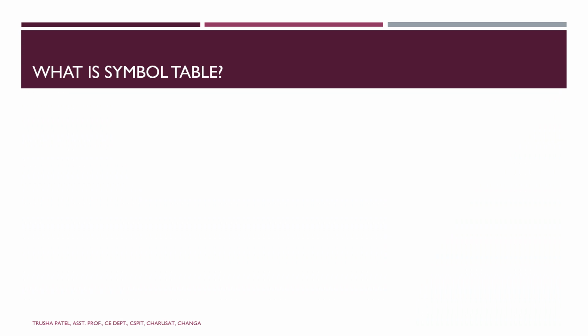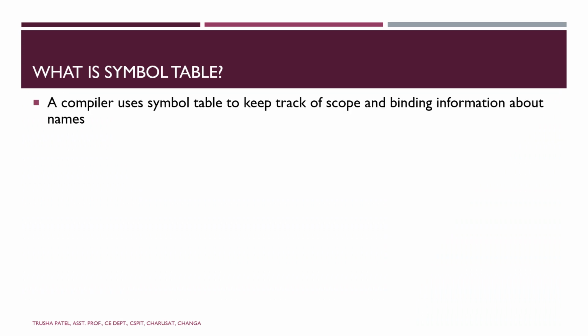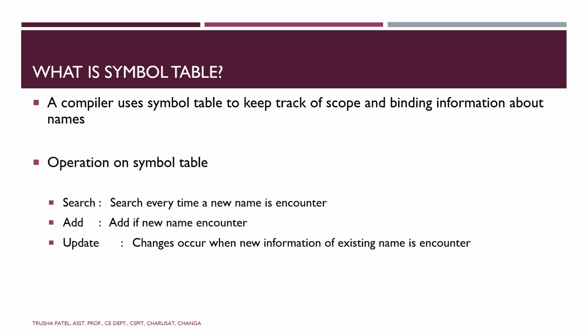So starting with, what is a symbol table? A compiler uses a symbol table to keep track of scope and binding information related to the names. Now these names can be identifiers, labels, variable names, function names. This all falls into the category of name.